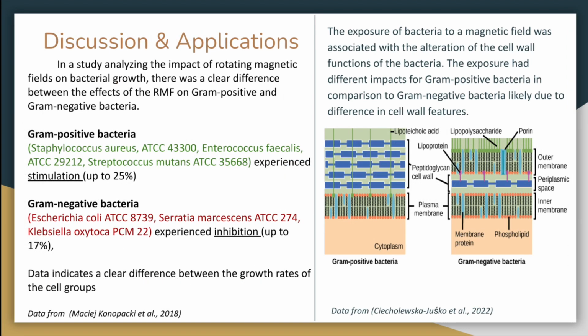One paper showed that there was a clear difference in the impact of rotating magnetic fields on gram-positive and gram-negative bacteria. It was noted that gram-positive bacteria experienced a stimulation of up to 25%, and gram-negative bacteria experienced inhibition of up to 17%. It's visible that there was a clear difference in the growth rates of these two cell groups. This led to the conclusion that the exposure of the bacteria to the magnetic fields was associated with an impact on the cell wall functions of the bacteria, as gram-negative and gram-positive bacteria have clear, distinct differences in their cell walls, which is visible in the diagram shown on the right.